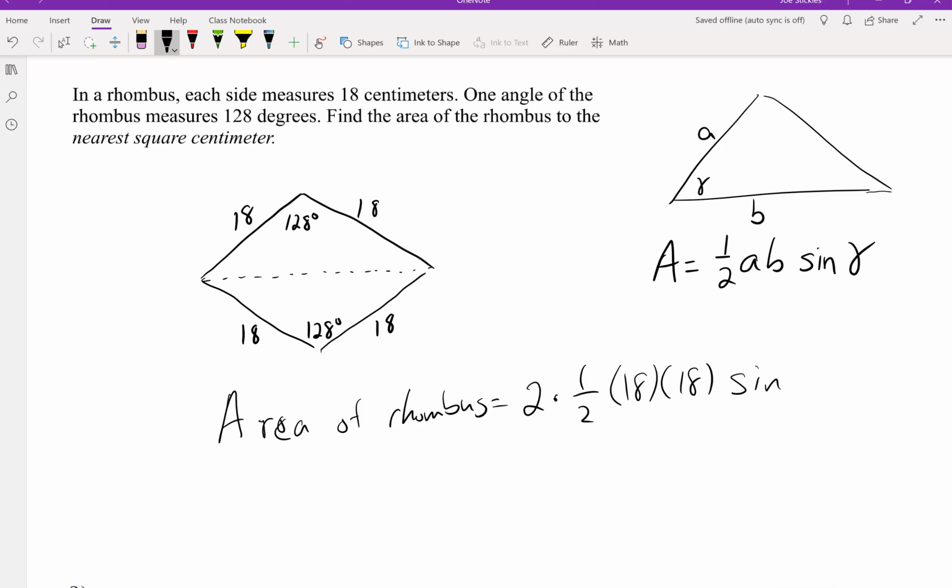One of the triangles will have an area of 1/2 times 18 times 18 times the sine of 128 degrees. Notice in this case the 2 and the 1/2 will cancel, so I just need to multiply the 18s together and then the sine of 128 degrees. So we get approximately 255.3155 square centimeters. So again, notice that even though we had a shape that was not a triangle, we were still able to use the area formula for the triangle to figure out the area for this particular polygon.